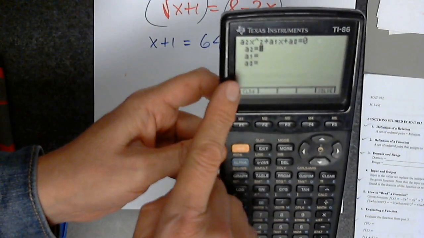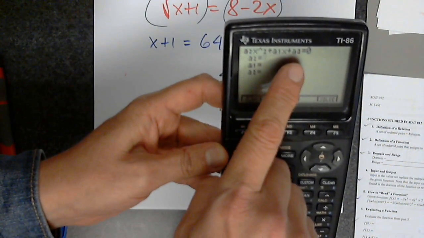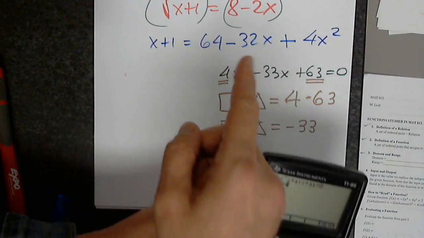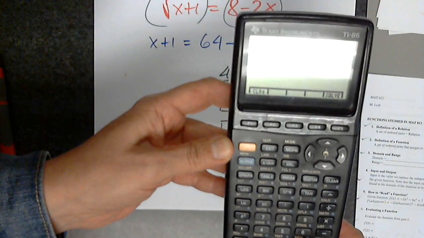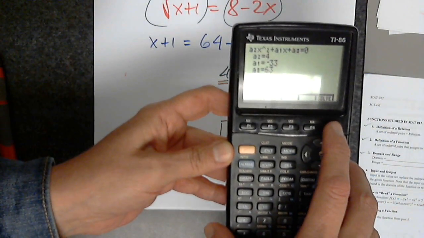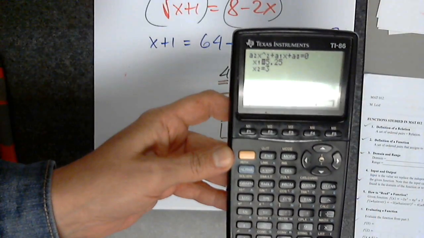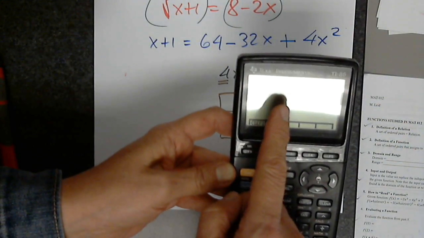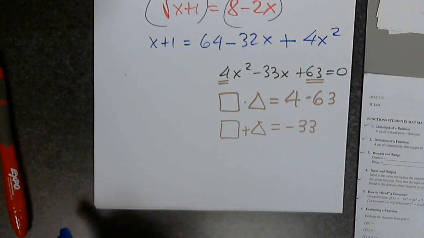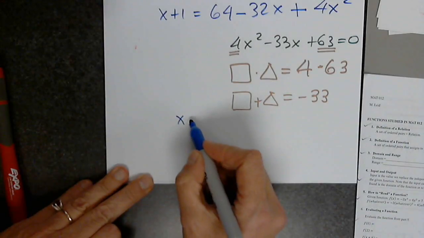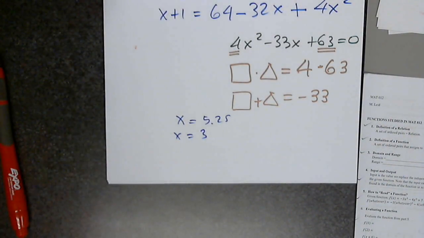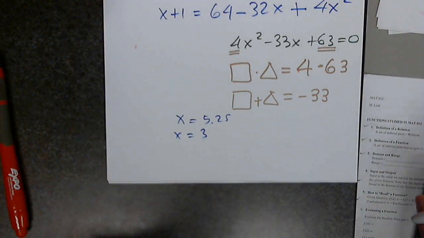Now it's asking me for the coefficients, the leading coefficient, the middle coefficient, and the last coefficient. So I'm going to put them in as 4, negative 33, and 63. So 4, enter, negative 33, and 63. And I'm just going to press solve. It's going to give me the answer. So one answer is 5.25 and the other one is 3. And we can do this by hand next time, but I just don't want to hold you over. So x equals 5.25 and x equals 3. And I'll bring this and we'll continue it.